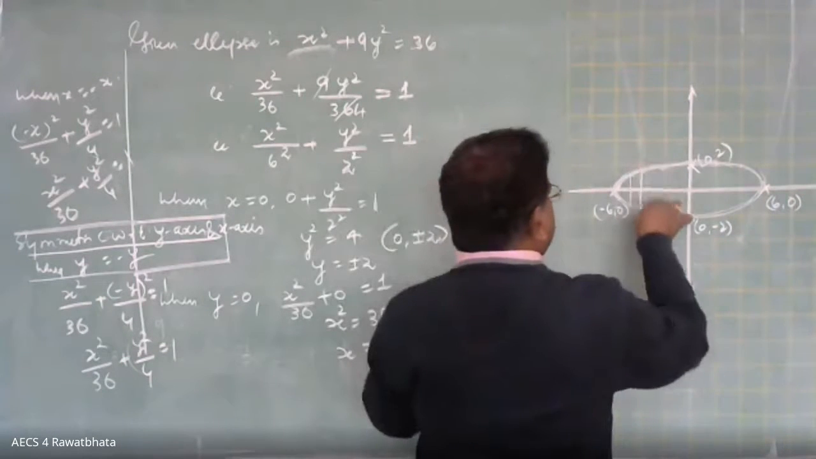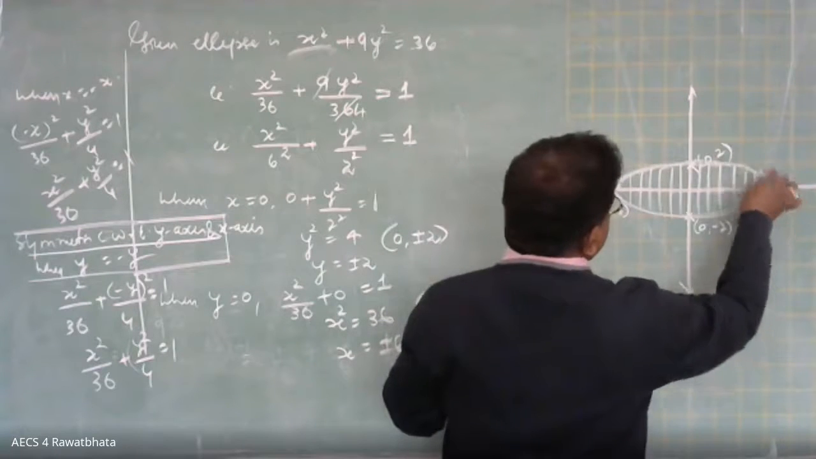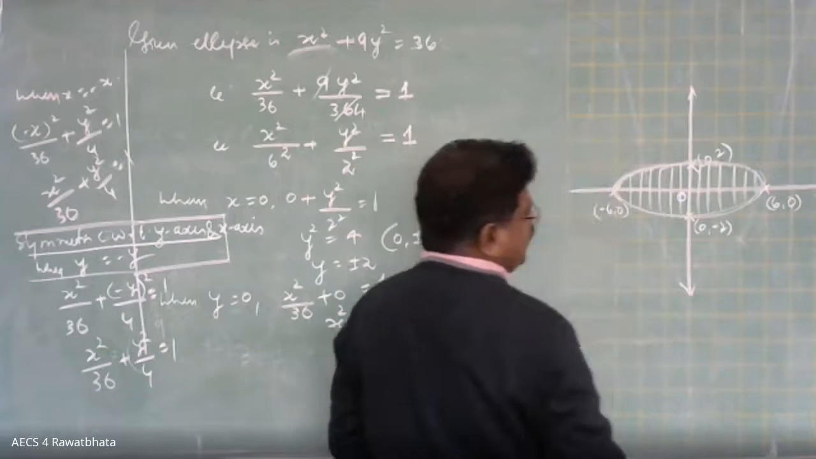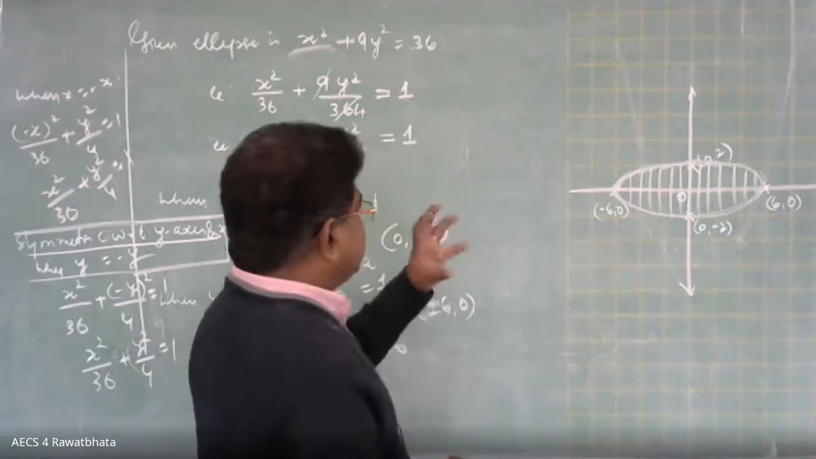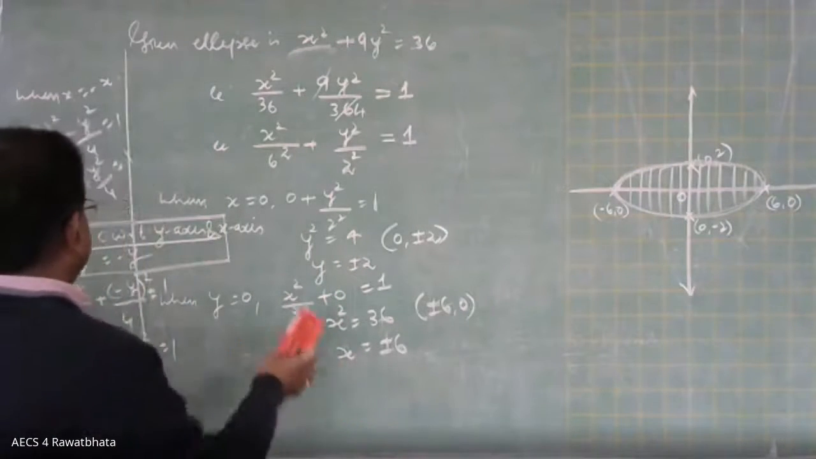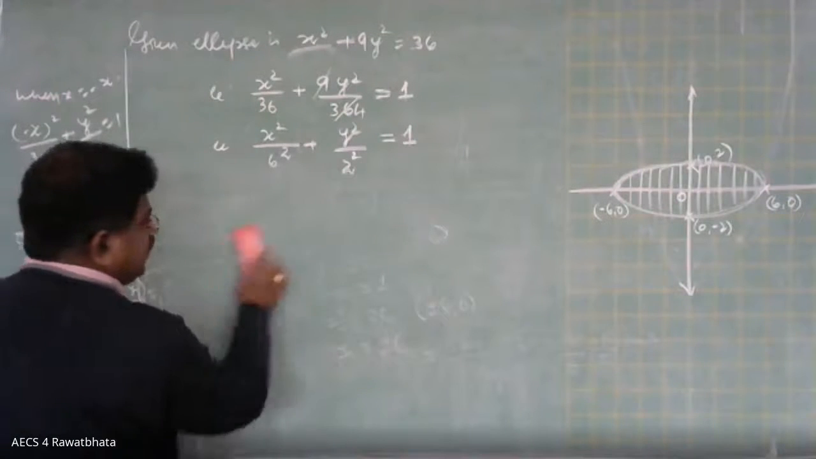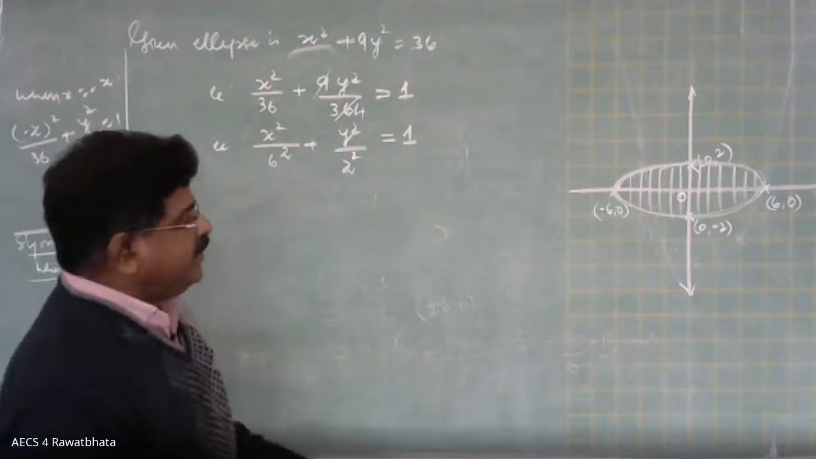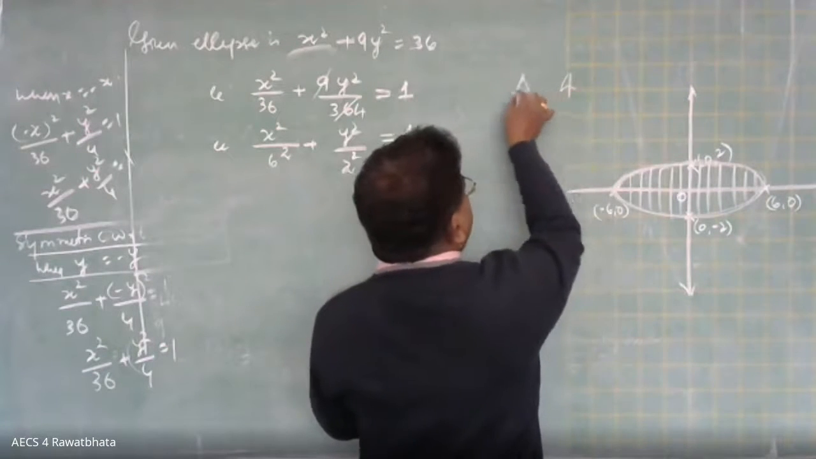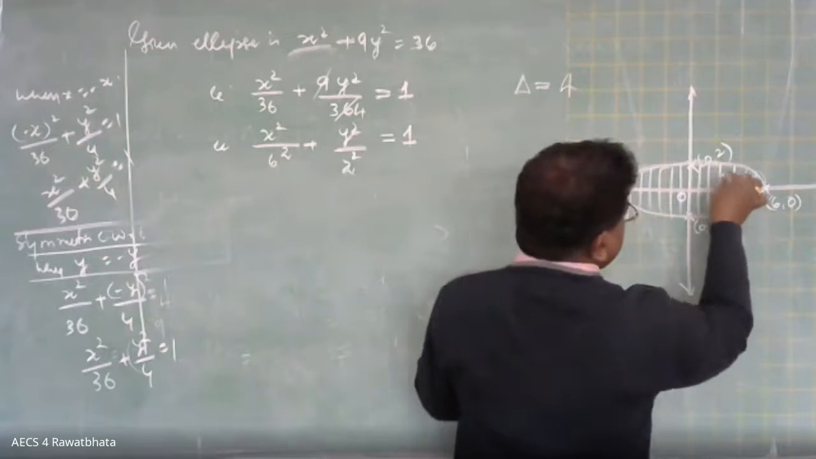So now we want the area of the ellipse. The ellipse does not pass through the origin, but since it is symmetric with respect to the origin, the required area is equal to 4 times the area in the first quadrant. Sometimes a very simple question will be asked. Why? It is symmetric with respect to the x-axis.